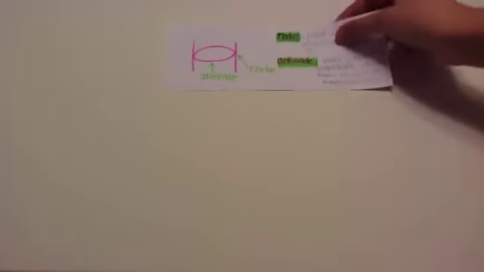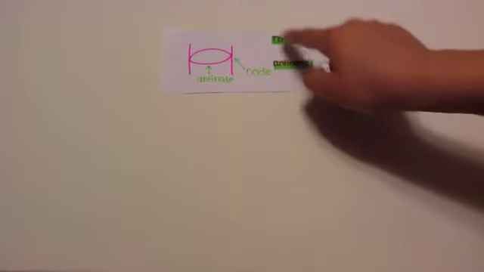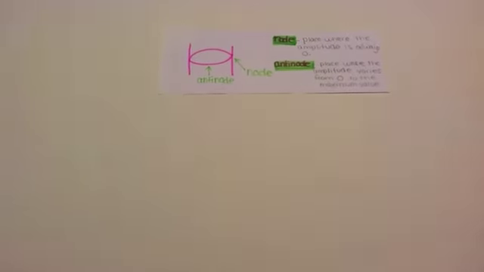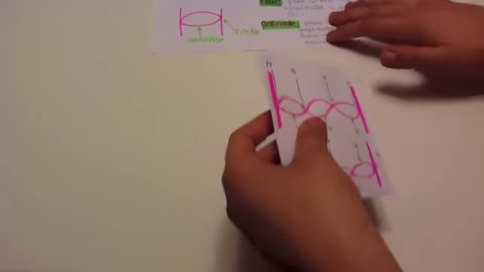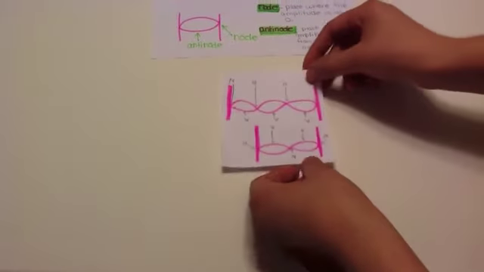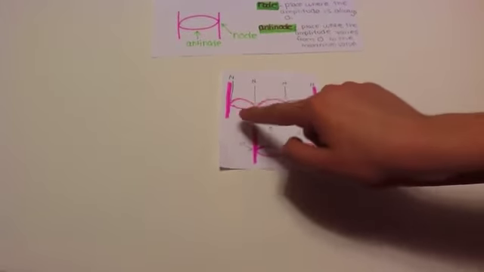Next, we have nodes and antinodes. So a node is the place where the amplitude is 0, and an antinode is the place where the amplitude varies from 0 to the maximum value. So here's an example of multiple sequences.